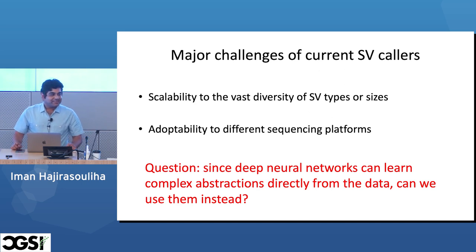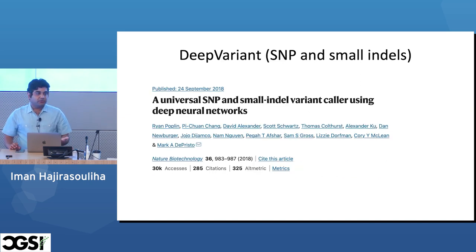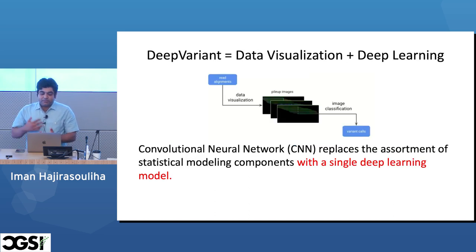Okay, I don't see an answer, but before going to the SV discovery part, I also want to highlight a success story of DeepVariant, which is a deep learning model applied to single nucleotide variant, like SNP and small indel discovery. So this is a paper by Google. They sort of advertise it as a data visualization plus deep learning model.